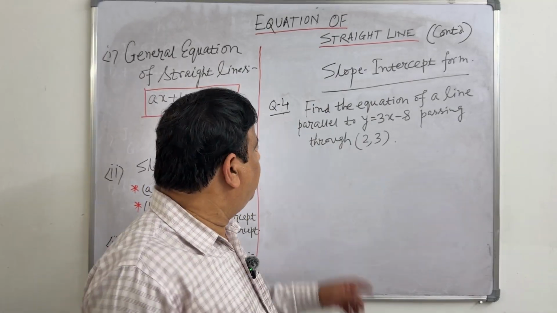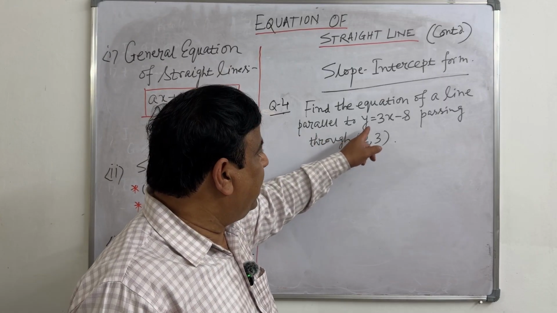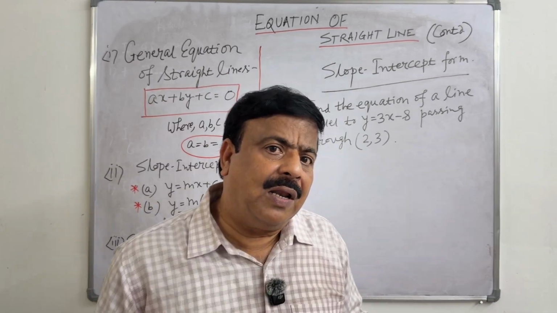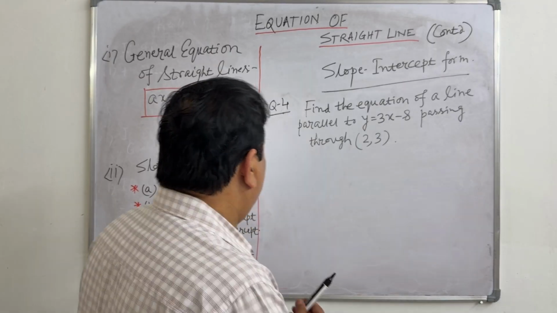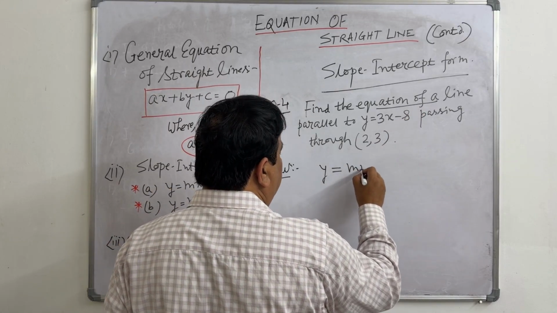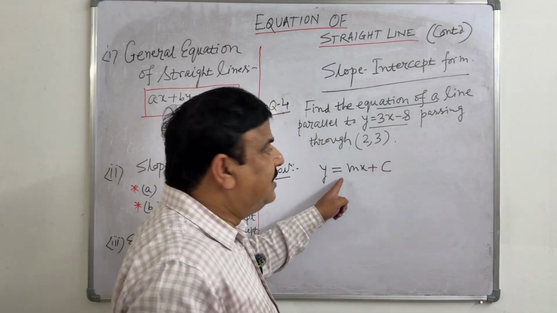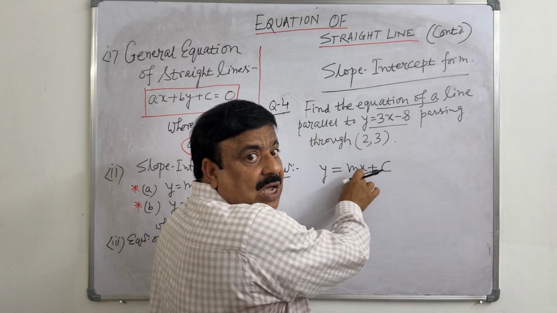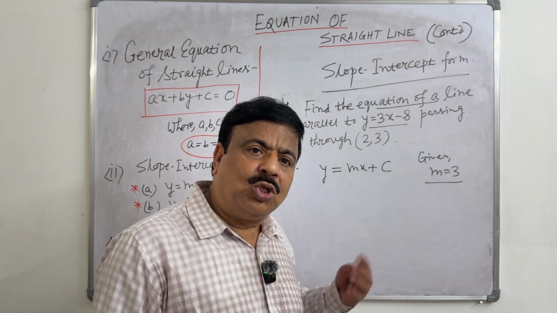This is problem number 4. What is the problem? Find the equation of a line parallel to the line y is equal to 3x minus 8 passing through a point (2, 3). So you know what the slope of two parallel lines is? They are equal. You have learned this in the previous session. So I have to find out the equation of the line. Say the equation of the line is y is equal to mx plus c. The line I have to find is parallel to the given line, which means its slope will be equal to the slope of the given line. So given m is equal to 3, because parallel lines have equal slopes.